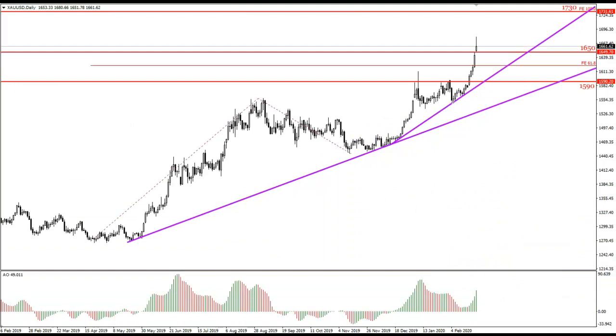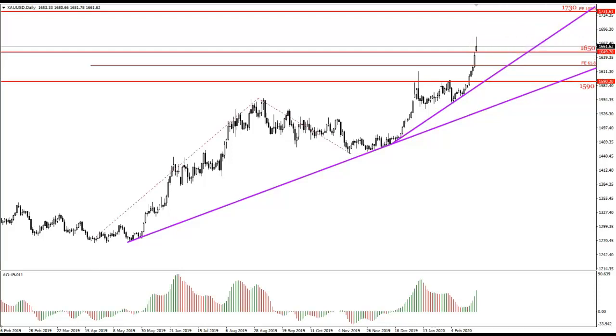Last week, the quotes of gold overcame the global high at 1590, as well as the FIBO level of 61.8%, after which they continued to grow. This week, the main resistance will be the intermediate level at 1730, located at FIBO level of 100%. The main support will be located at the crossed level of 1650.